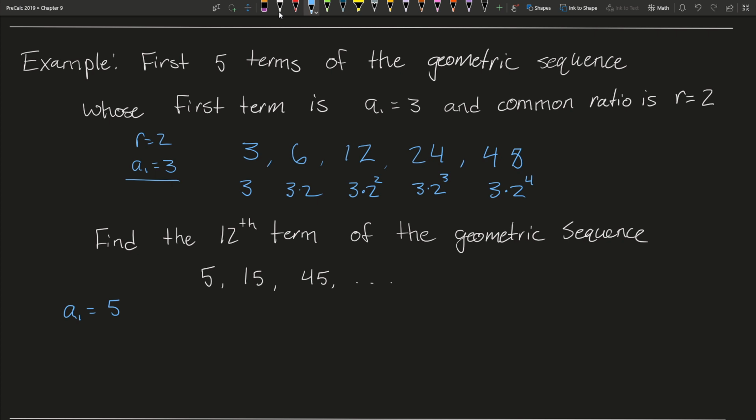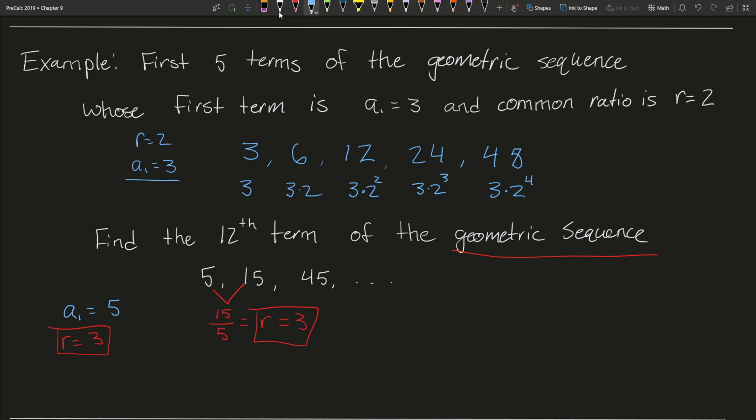Okay, so the first thing that we need to do is find the common ratio. And because we're given that it's a geometric sequence, really we just need to find the ratio between two things. So if we take the ratio between two sequential terms, we get our common ratio. And then from that, we can write the nth term.